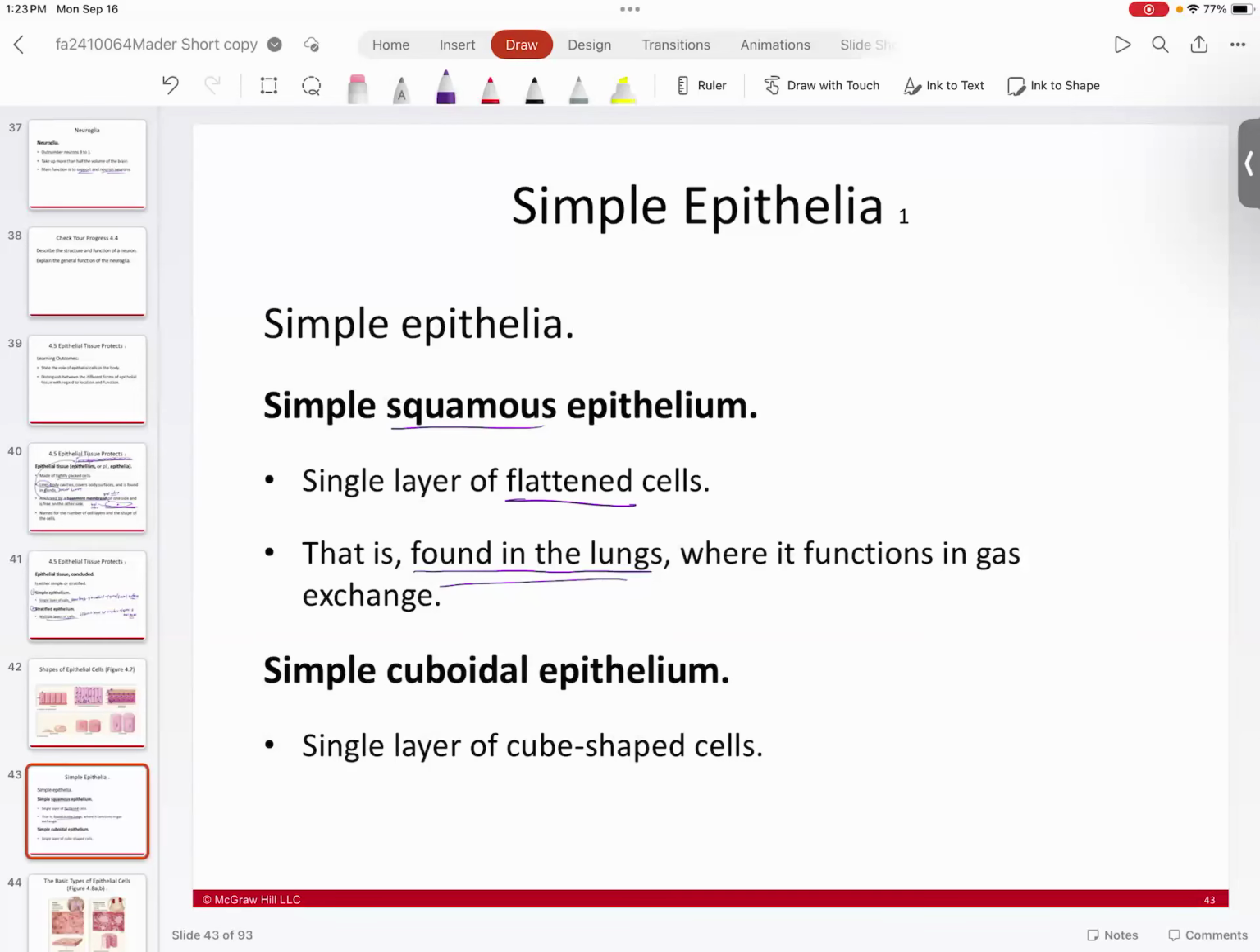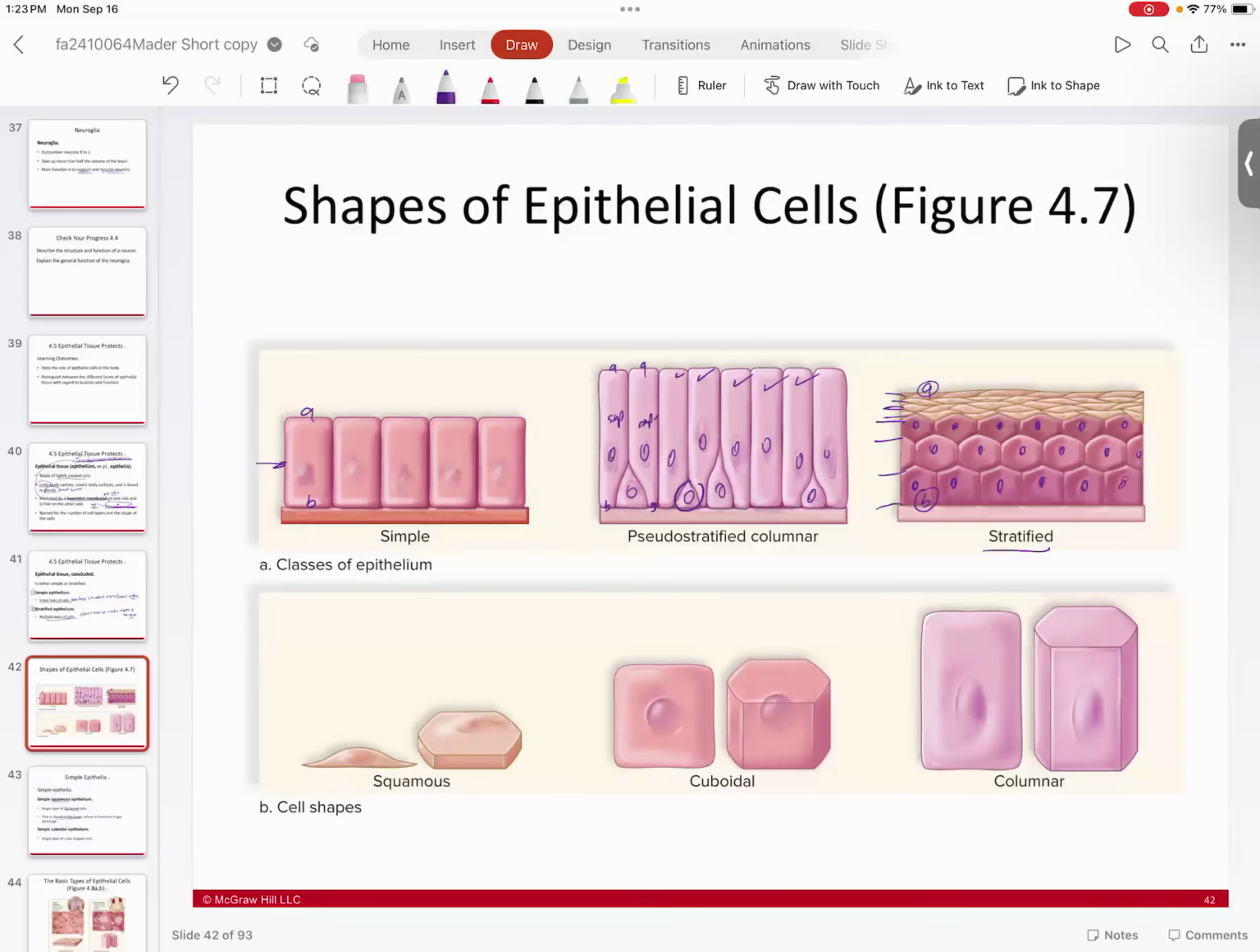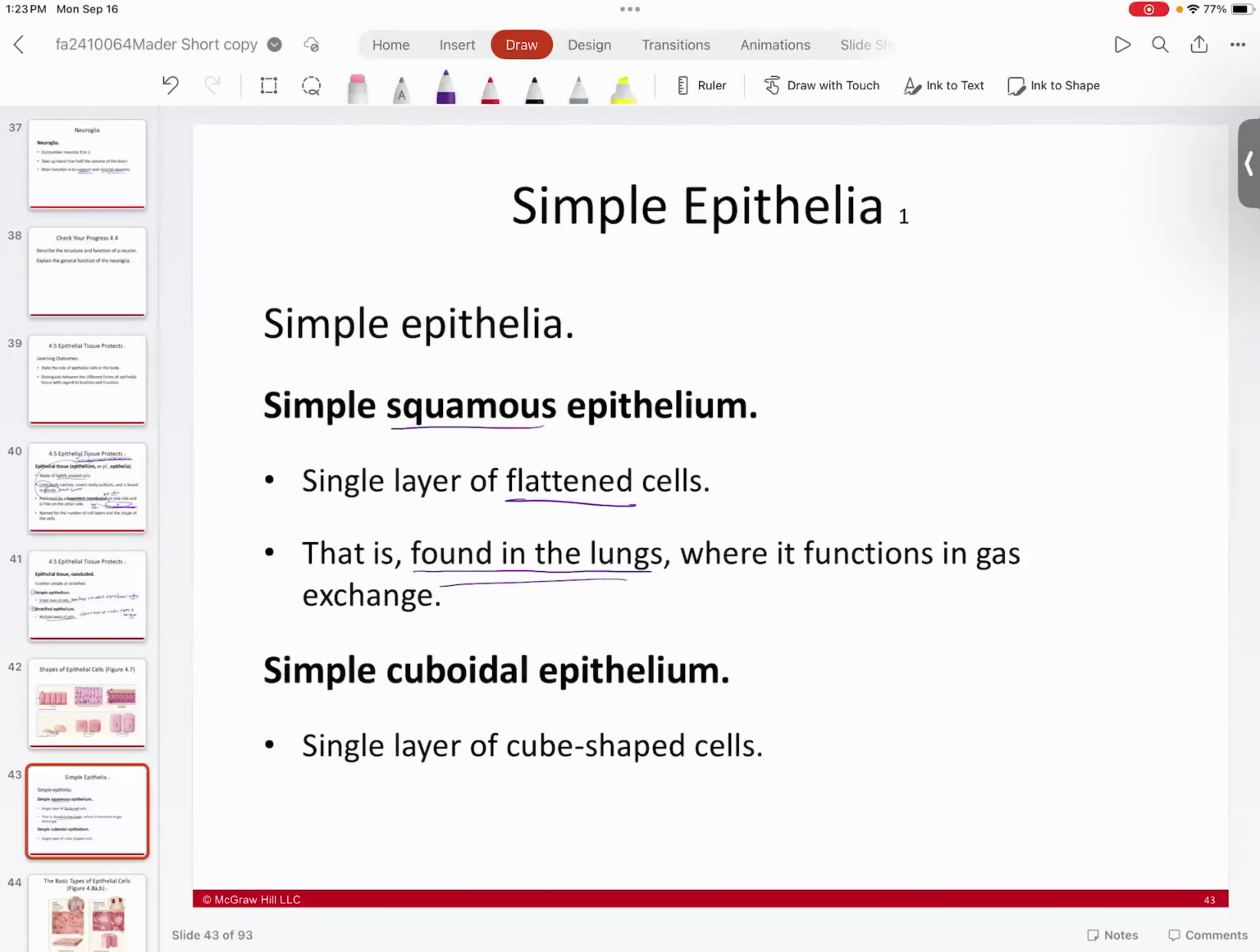You also have simple cuboid. In this case, your shape is going to be cuboidal. Squamous is flat in shape, or you're going to have columnar cells, which look more rectangular. So a simple cuboid is essentially a single layer of cuboid-shaped cells.